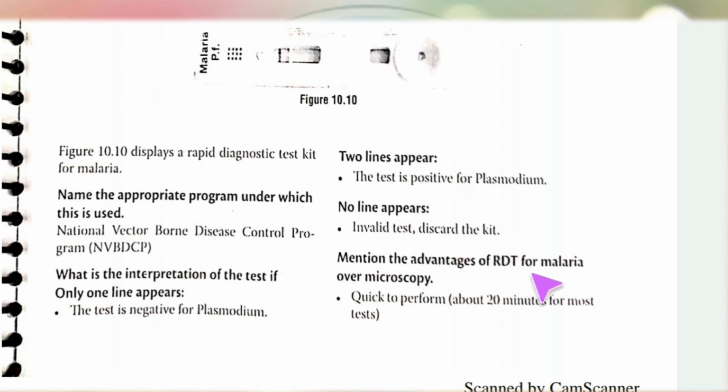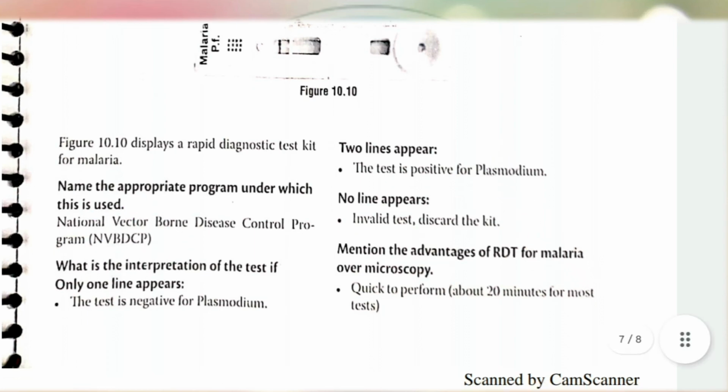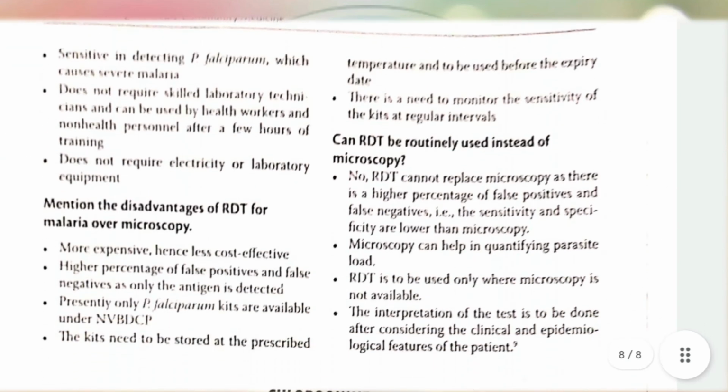Mention the advantages of RDT for malaria over microscopy. Quick to perform, about 20 minutes for most of the test. So this is being used, and in such scenario when the people are not able to go and test, they can just bring the kit, and this is very easy to detect. And under which program it comes? So vector-borne disease control program.